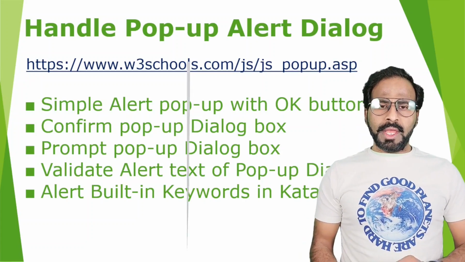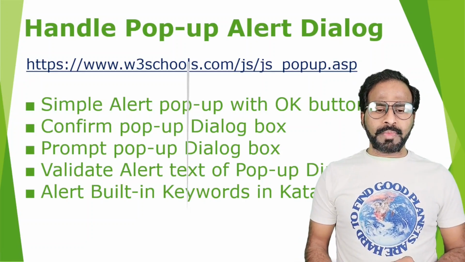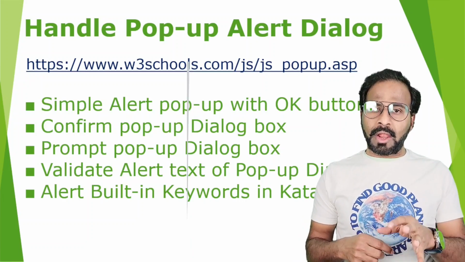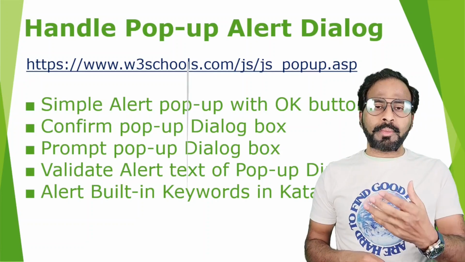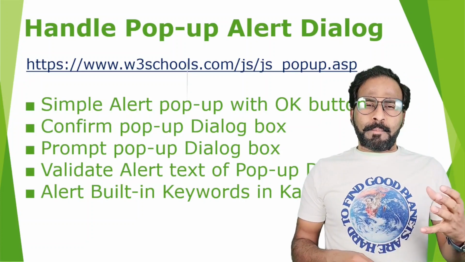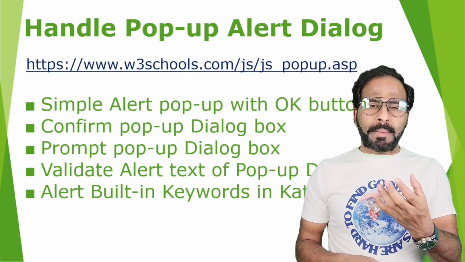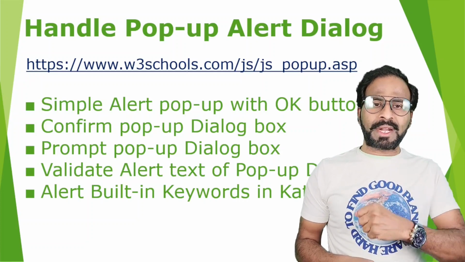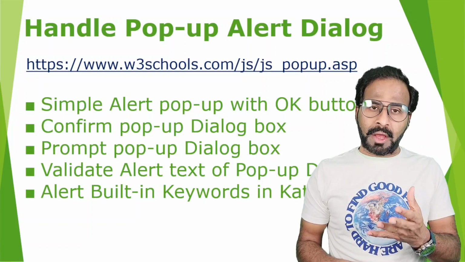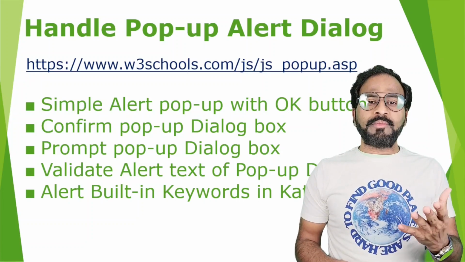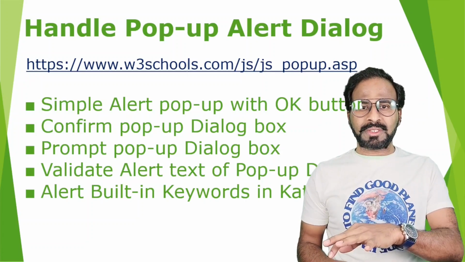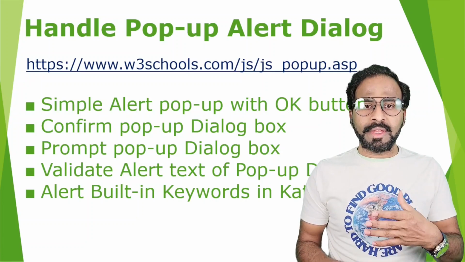In this session, I'm going to teach you how we can handle different types of pop-up alert dialog boxes when you are automating your system under test application. I'll take a simple alert pop-up box which will have an OK button, or you might get other pop-up messages like confirm pop-up dialog boxes, where you need to confirm whether it is okay or cancel, either accept or dismiss, right? How can we handle those kinds of dialog boxes?